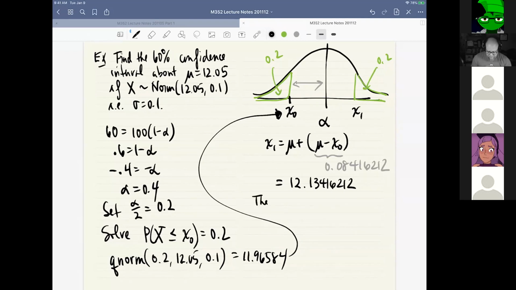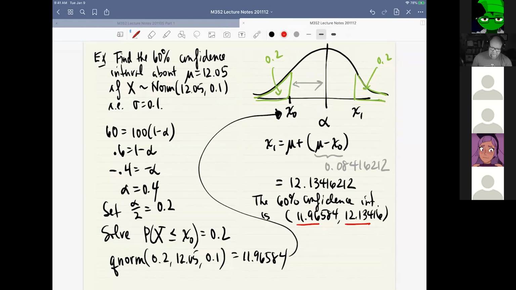The 60% confidence interval is 11.96584 to 12.13416. I'm just expanding both to the same number of decimal places. Really, in all practical terms, probably 2 decimal places is enough. Certainly it's enough for me, especially if you show me your work up to that point and show me how you round. But this is the 60% confidence interval.